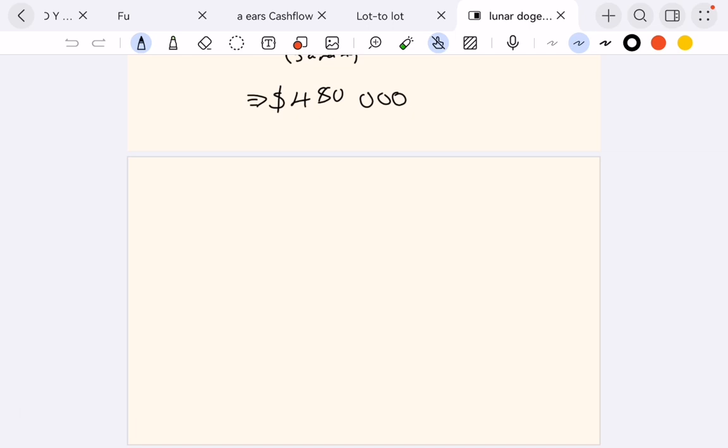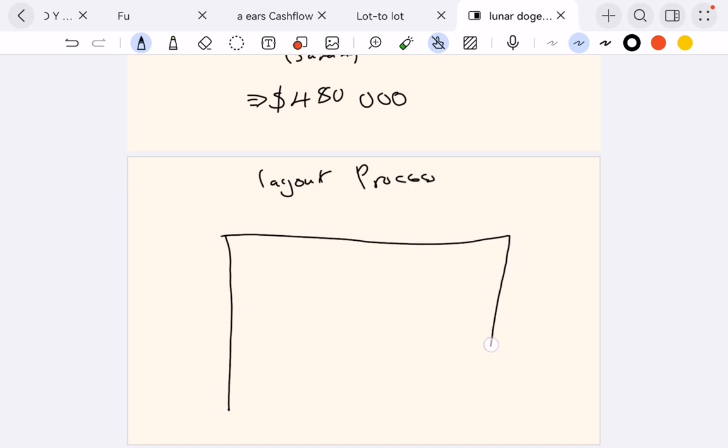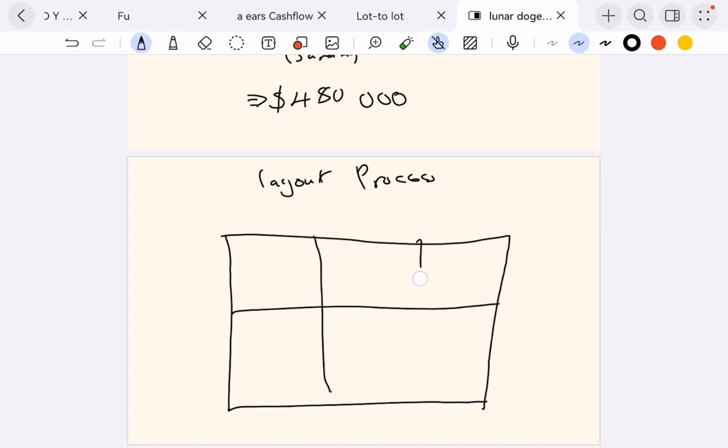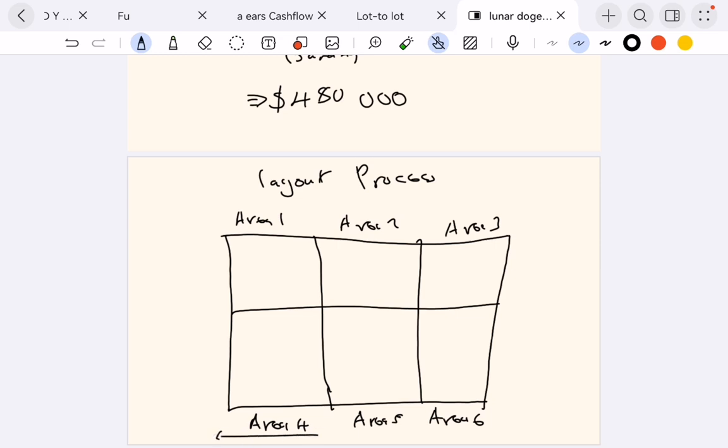the layout process for the table. So we have area 1, area 2, area 3, area 4, area 5, and area 6. So here we have 60. Here we have 40.